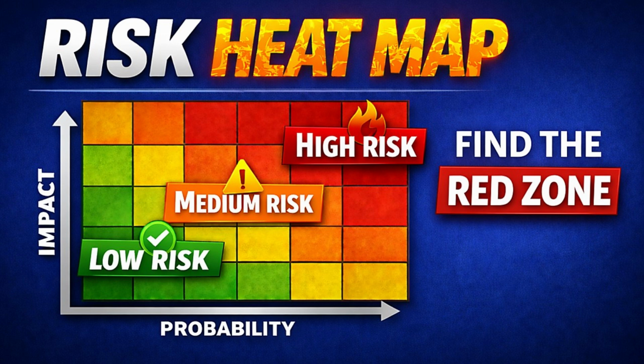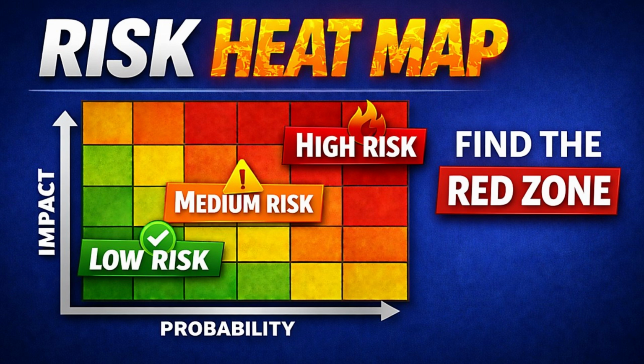What is a risk heat map? A risk heat map is also called a probability impact matrix. It's a grid, probability on one axis, impact on the other. Every risk becomes a dot at a coordinate, like probability equal to 4, impact equal to 5. Green means monitor, amber means plan, red means act now.